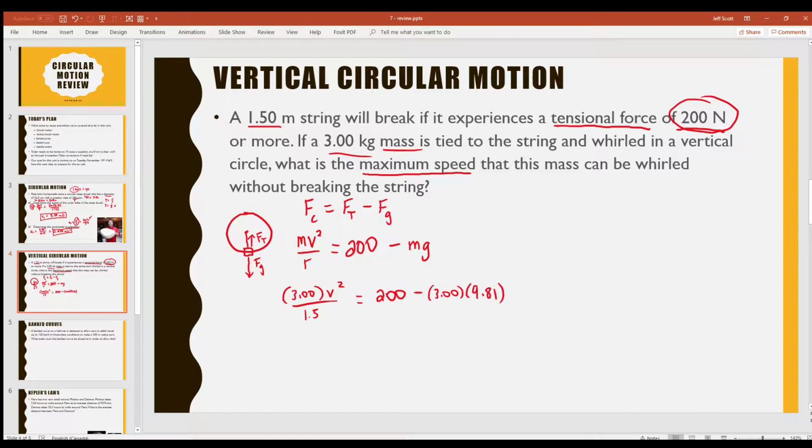Multiplying this through, I'm going to leave the left-hand side alone for now. You could clean up the left-hand side if you wanted to, but I'm going to leave it pretty much the same. Might be a good idea to put brackets there. It's not really doing anything, but it just looks neater as far as I'm concerned. 200 minus 3 times 9.81. If I put that in my calculator, I actually get 170.57.